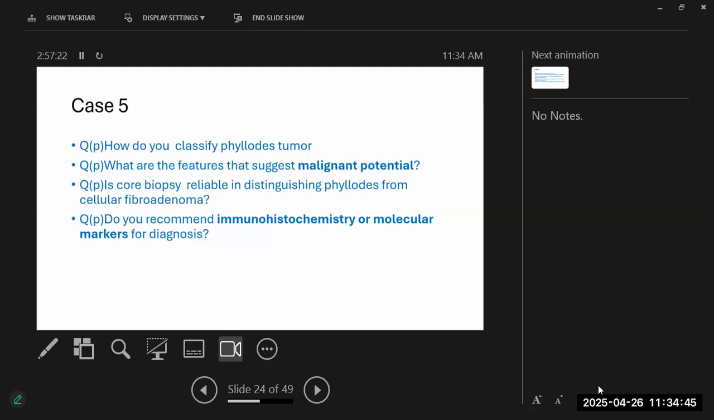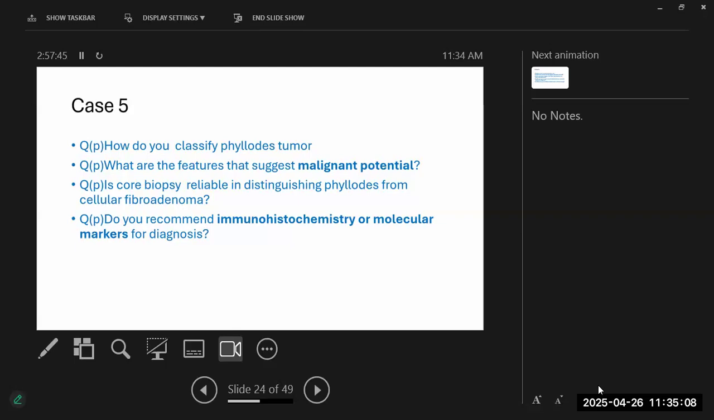What I would do then is suggest excision, preferably with a clear margin, because I'm not sure whether it's a fibroadenoma, because even in fibroadenomas, here and there, you can get some cellular expansion. So that would be the approach in such a setting.